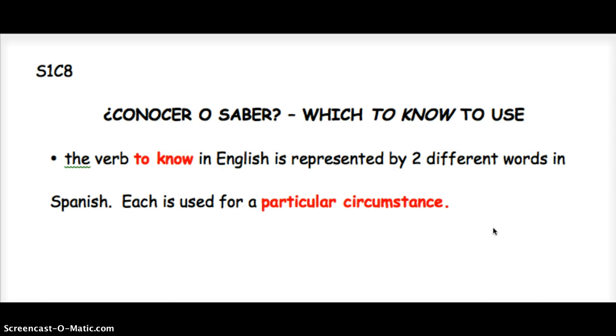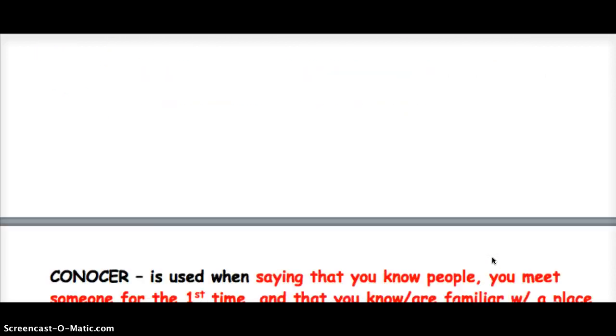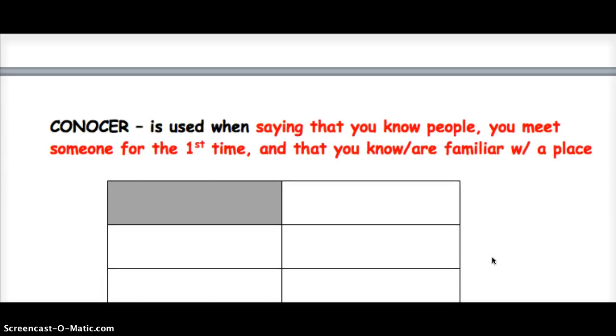So just like in Spanish, there are two words to say to be, ser and estar, and in English we just have one word. In Spanish there are two words that mean to know, whereas in English we just have one word. Each is used for a particular circumstance, and you have to just figure out what's the circumstance to know which form of the verb to use.